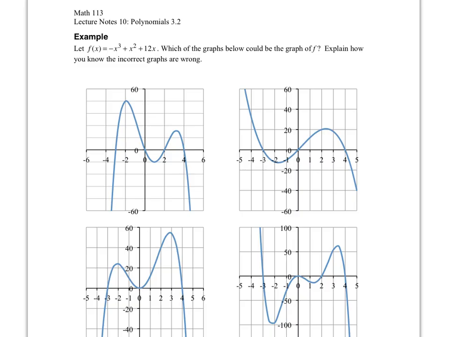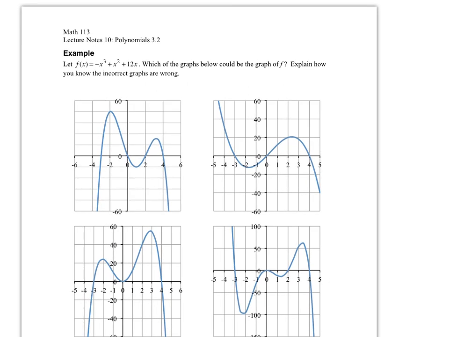All right, so let's look at the last example, which is a very good question to have on the test. So this is what the question says. Let f of x be the following function or polynomial. Which of the graphs below could be the graph of f? There could be more than one. Say which one it could be, and explain how you know the incorrect graphs are wrong.